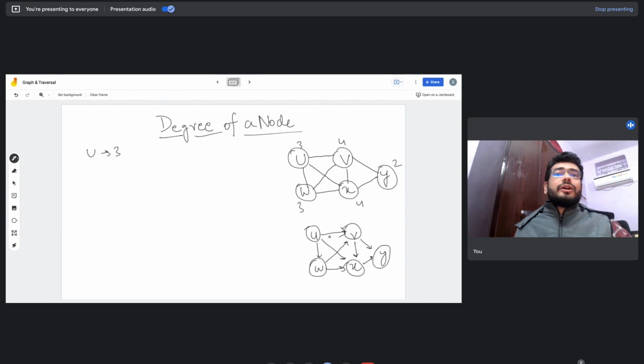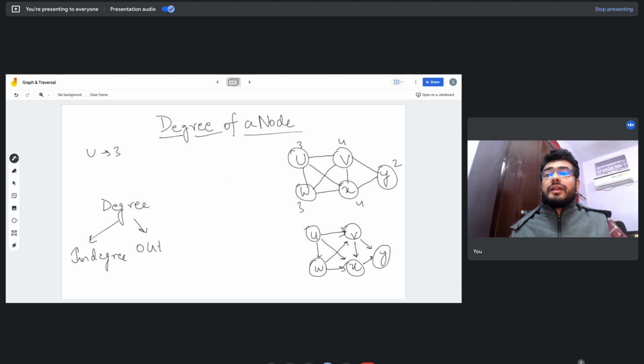Now let's take a look at the degree of a node in the case of a directed graph. Degree of nodes are of two types in a directed graph. One type is the in degree, and the second type is the out degree. In degree is the number of edges that are pointing towards that node, whereas the out degree of a node is the number of edges that are coming out from that node.